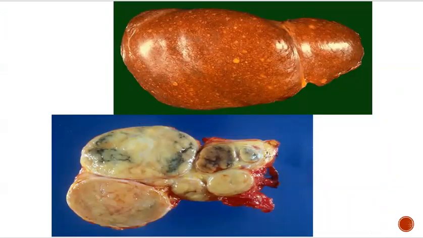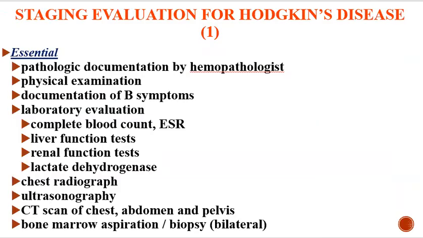Here you will see a group of mediastinal nodes. Note the anthracotic pigment that you can see in some nodes. The specimen measured 20 centimeters in the greatest dimension, and this liver is involved in Hodgkin disease. So you can see the structural changes and absence of homogeneous structure.